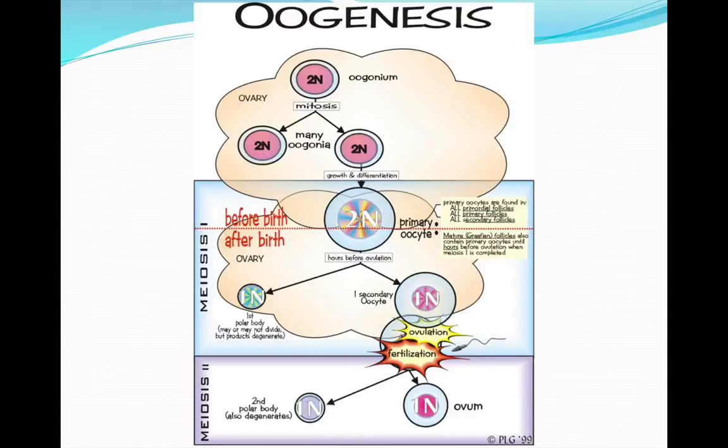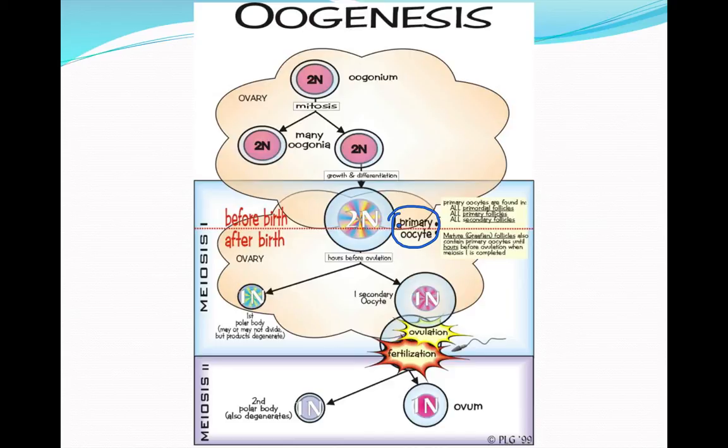This picture here is a generalized overview of what happens during oogenesis. Before birth, there are a number of cells within the ovary called oogonia. Through mitotic divisions, they will become many oogonia. There will be a number of cells, usually about 500,000 of them. They will develop outer cells around the oogonia. In other words, they'll grow and differentiate a little bit to become what's known as a primary oocyte. These are diploid cells, so they have two sets of chromosomes.